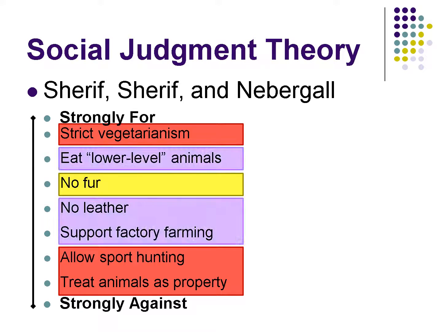But there are these other positions, now in purple, where you're just not sure. Okay, so I'm not going to kill an animal for fur, so I agree with the no fur position. I don't agree with strict vegetarianism, but I don't know how I feel about the argument that some animals are smarter and therefore deserve to live. You're like, I'm not really sure, and I'm not sure about factory farming. I guess I support it, but maybe I don't. I don't really know. Right? And so Sherif and Hovland say this is how we are. This is who we are as humans. Things we're strongly for, strongly against, and some things we're just not sure of.